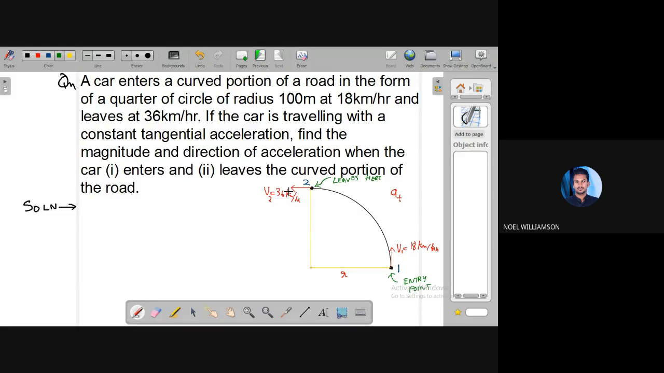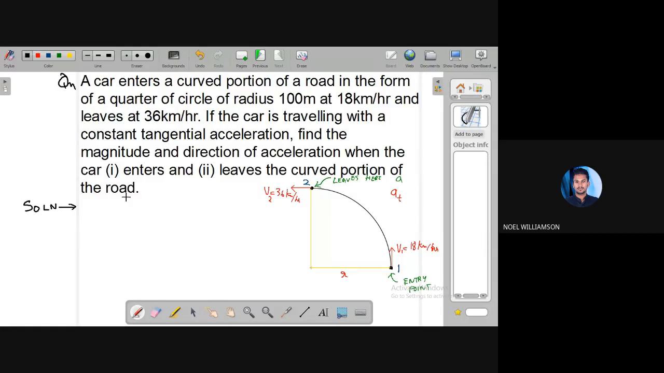Okay, so this is the entry point and this is the exit point. At these points, find the values of a. So what are the given parameters?